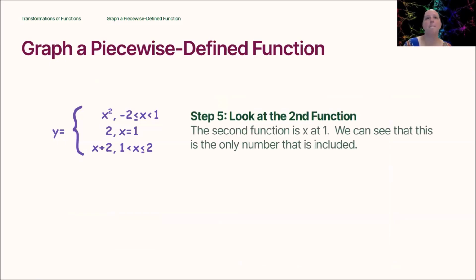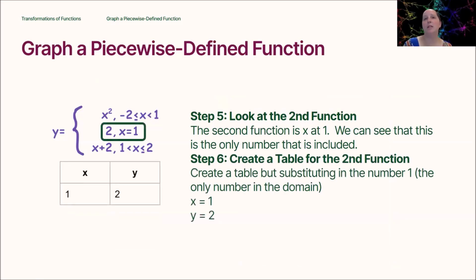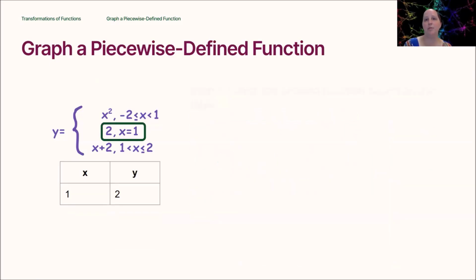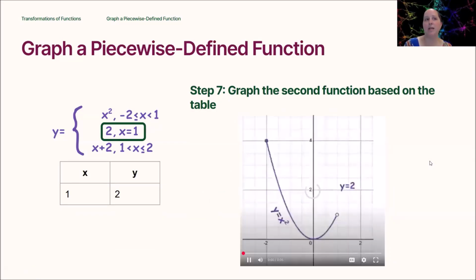Okay. Now I'm going to look at my second function. Okay. The second function is x equals 1. We can see that this is the only number that's included. So it makes my life super easy. When my x is 1, my y is 2. I can create a table, and then I can graph the second function based off of that table. So it's going to look very similar to something we did. It's included. So that means that point is a closed circle on my graph.